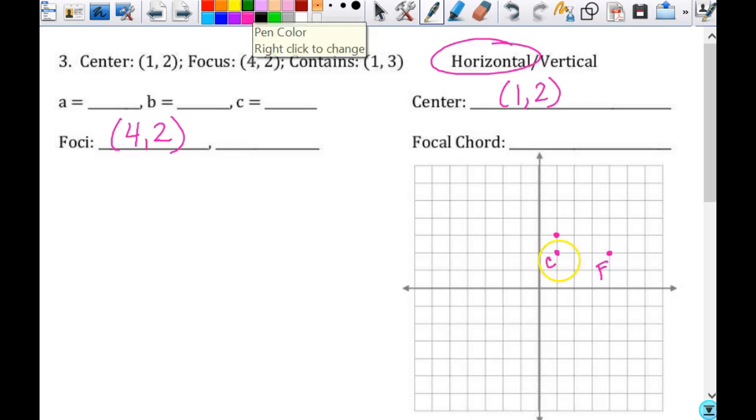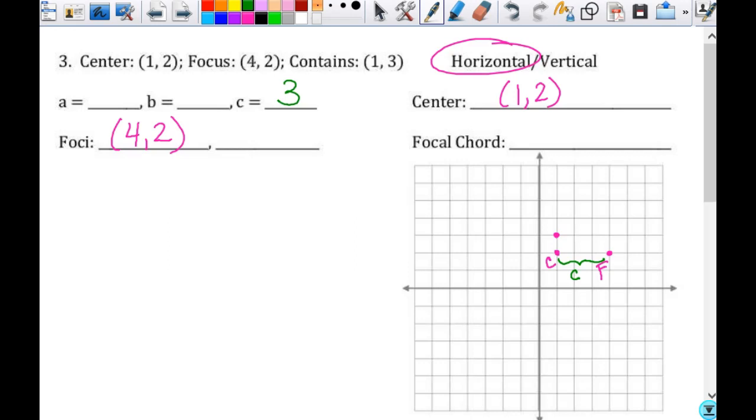C, because this distance right here is C. So that length is 3. All right, so in order to write the equation, I need A and B way more than I really need C.